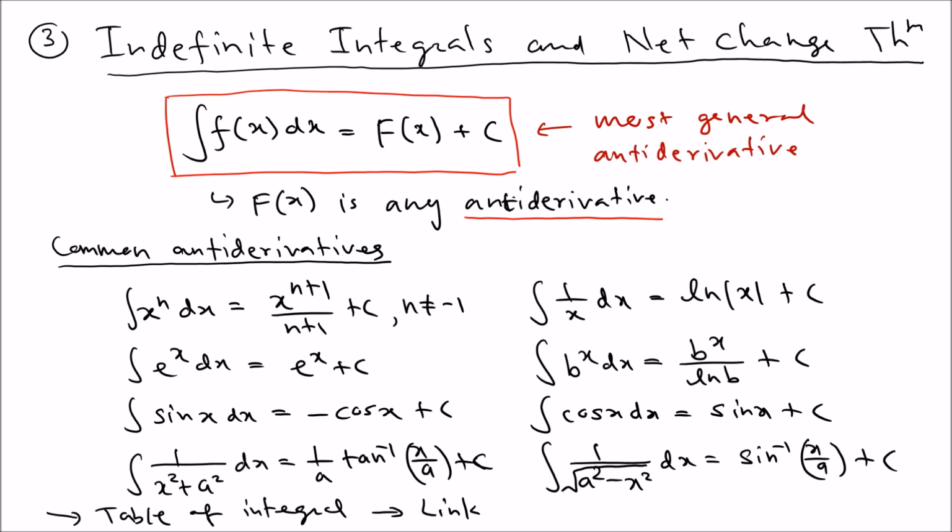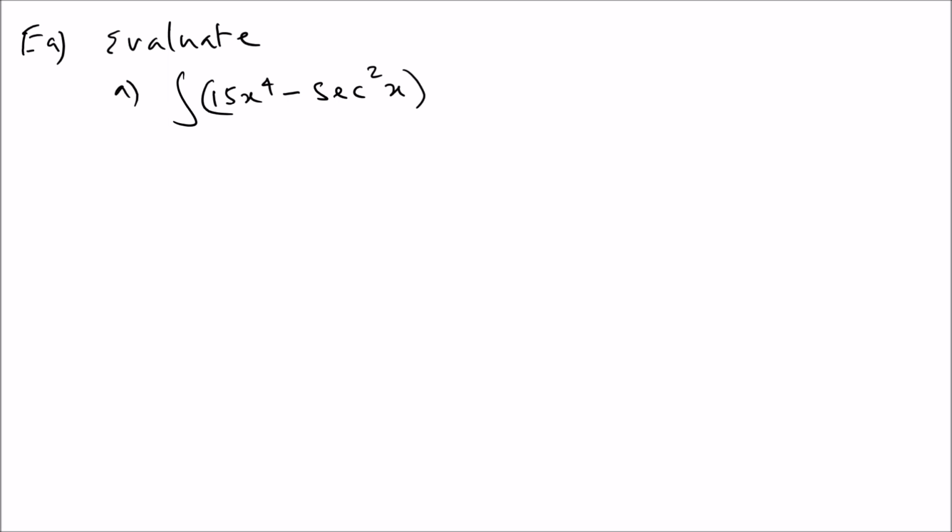So let's try to use this in some problems, even with the other ones. So how about this? Let's say problem: evaluate A. Let's start with the integral of 15x to the fourth minus secant squared x. What we can do is match with the table. First one is the power rule, so we can use that. So it is 15, you add 1 and divide by that number, minus secant squared. Secant squared is the derivative of tangent, so that means it is tan x, and then we add a c.